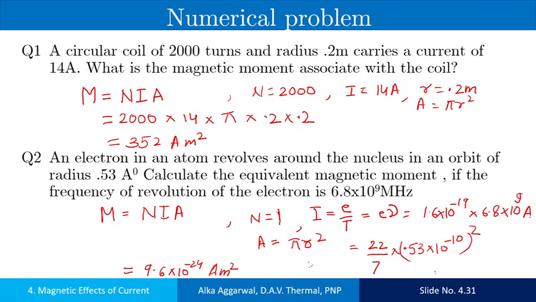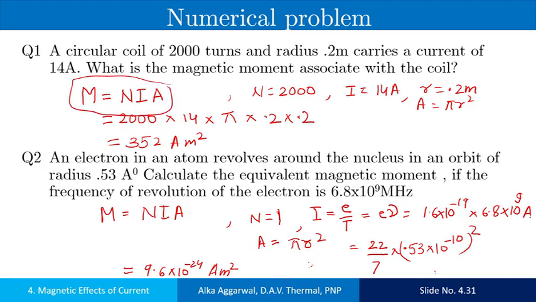Now let us do some numericals based on the magnetic dipole moment, which bring clarity to your concepts. Consider a circular coil of 2000 turns and radius 0.2 meter carrying a current of 14 ampere. What is the magnetic moment associated with the coil? So this is the formula.